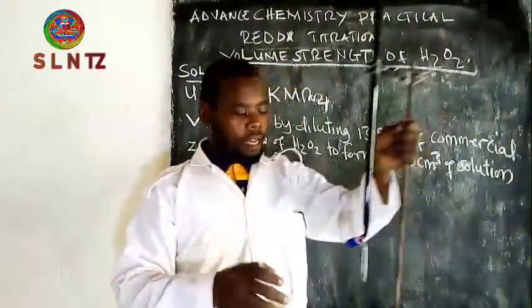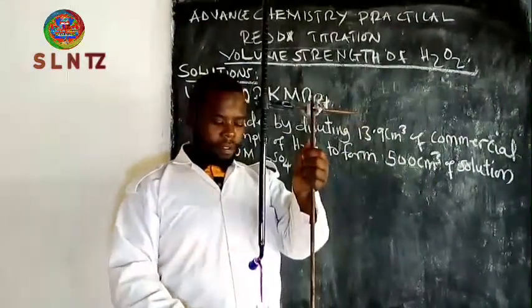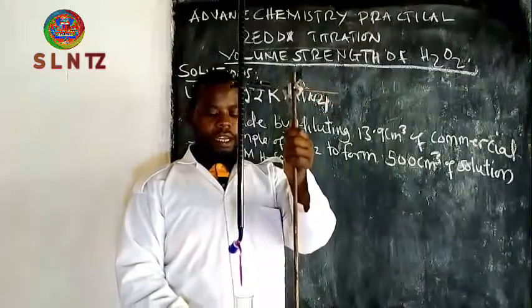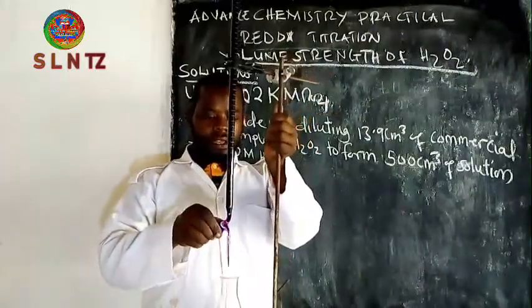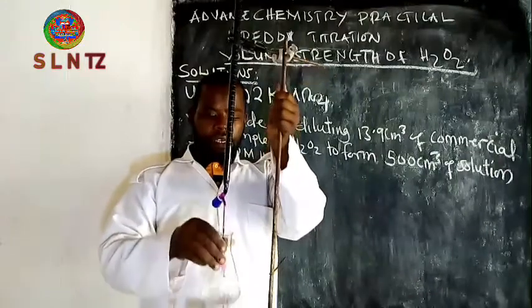So I will show you the ending color. The initial volume is 0, and what was the ending color? I'm going to titrate.